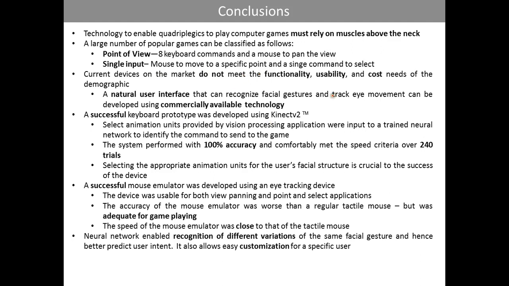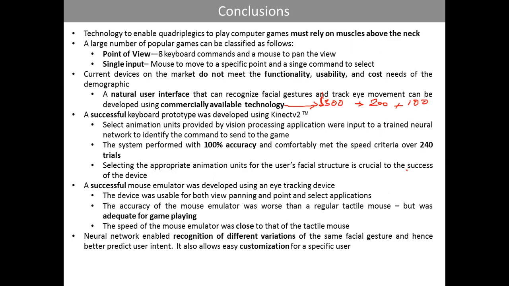So a natural user interface that can recognize facial gestures and eyeball movements works, and I can develop it using commercially available technology. I never really mentioned cost in the data section, but that's what commercially available technology means. This device, all in all, will cost around $300, because the Kinect costs $200 and the eye tracking device costs $100, giving a $300 total cost.